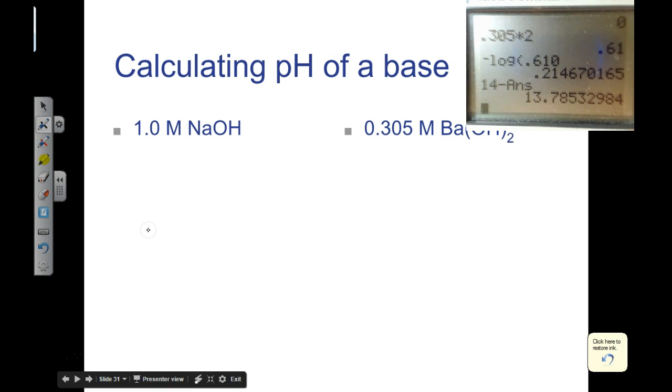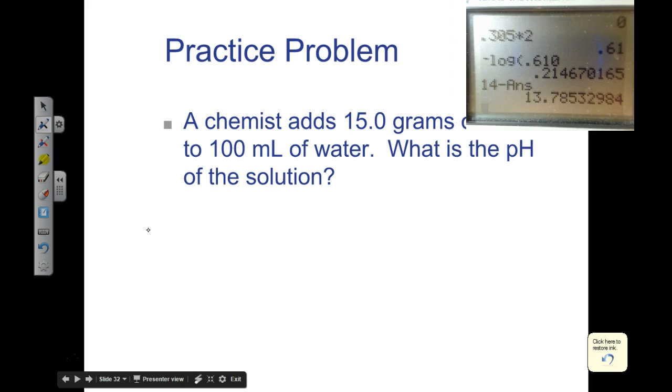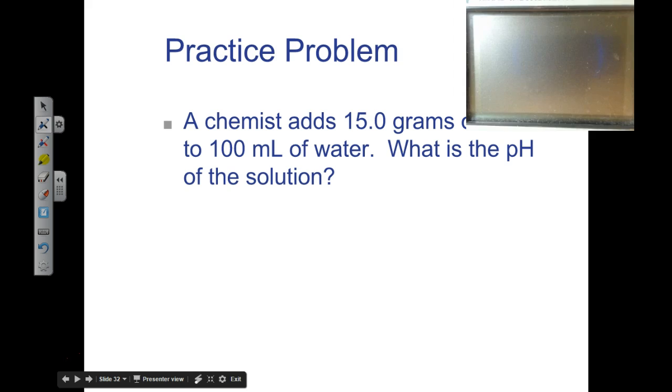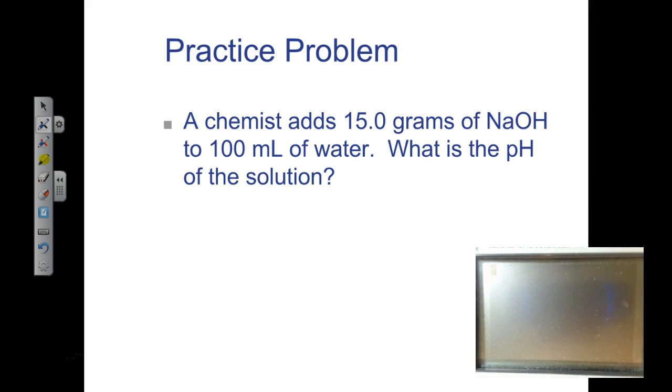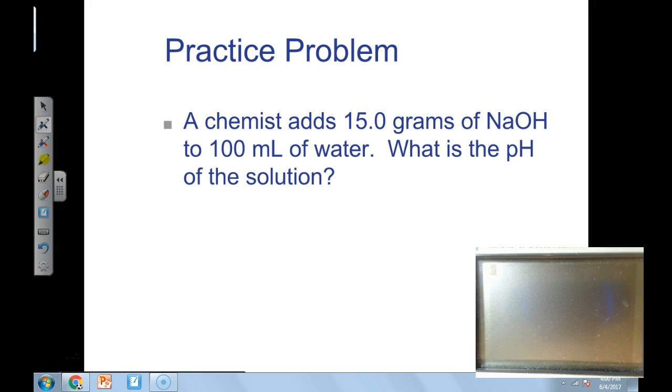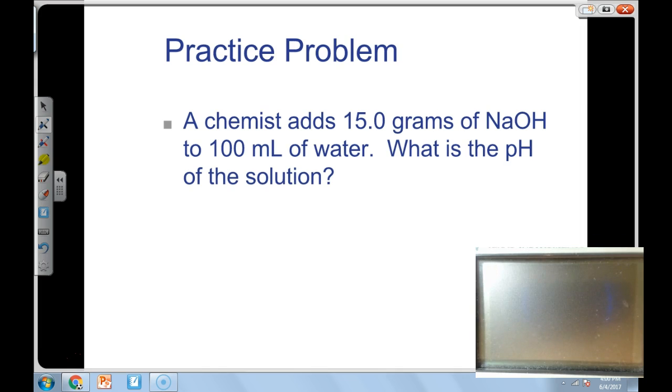So now we continue. Okay, and so now let's see if we can figure out what the pH of the solution is. And so this is going to require us to know a little more chemistry than maybe what we have been talking about. Let me take my calculator, put it down here so that we can read this thing. And that says, a chemist adds 15 grams of sodium hydroxide to 100 milliliters of water. Okay, and it says, what's the pH of the resulting solution?